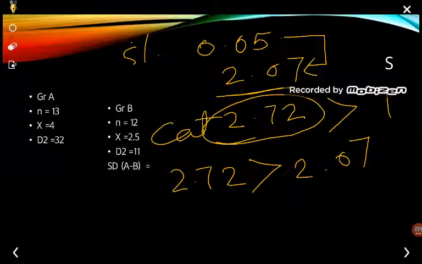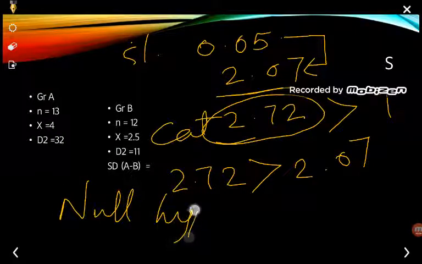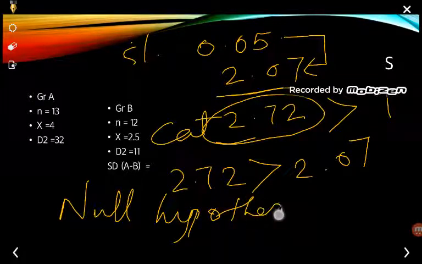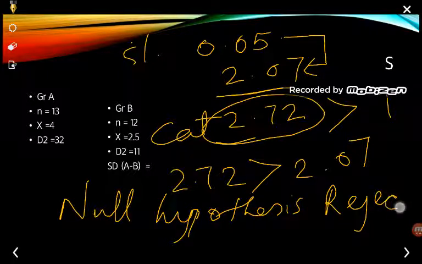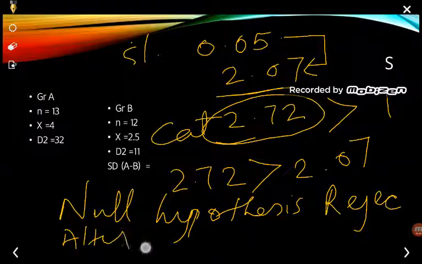So what is the decision? The decision is that the calculated value, that is t, is greater than the tabulated value. So the null hypothesis is rejected, and the alternative hypothesis that we had taken is accepted.